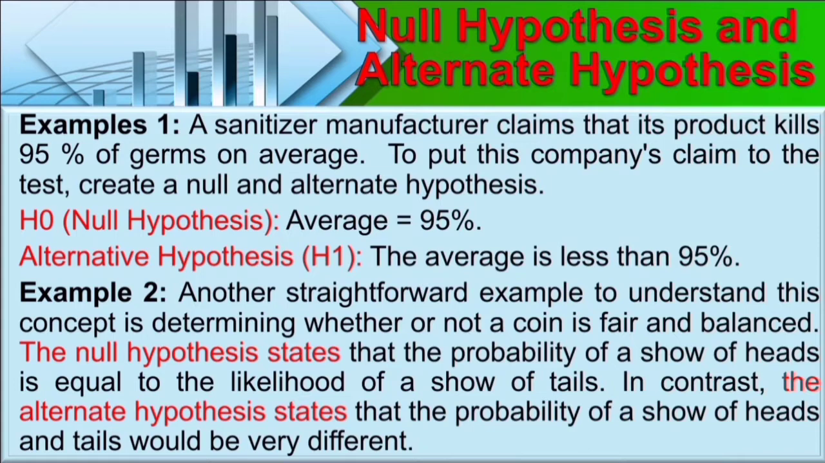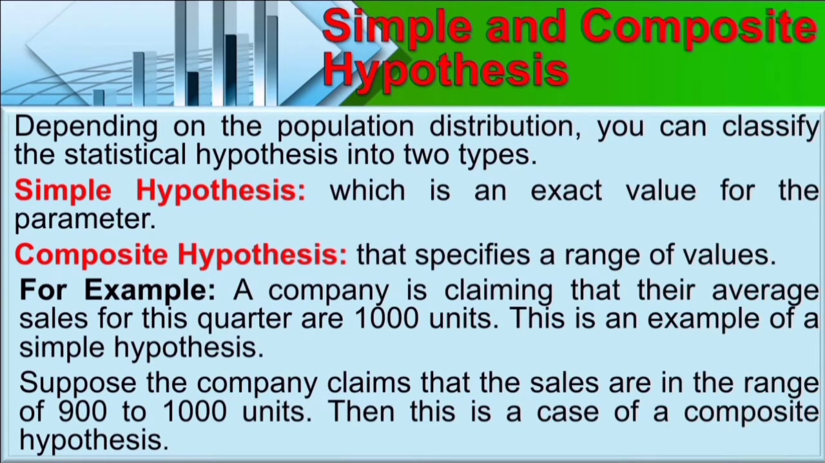Example 2. Another straightforward example to understand this concept is determining whether or not a coin is fair and balanced. The null hypothesis states that the probability of a show of heads is equal to the likelihood of a show of tails. In contrast, the alternate hypothesis states that the probability of a show of heads and tails would be very different.